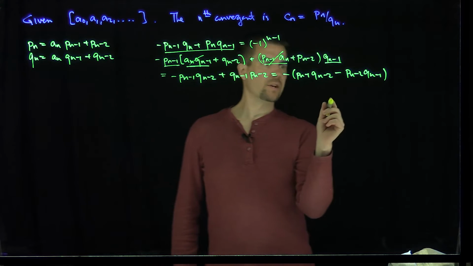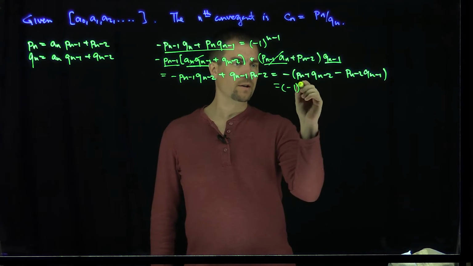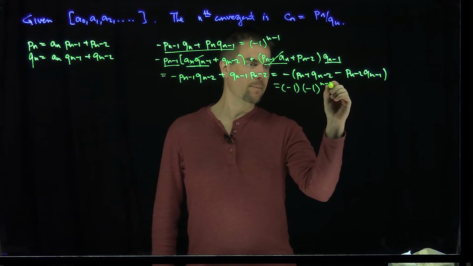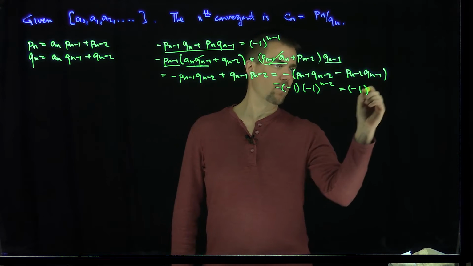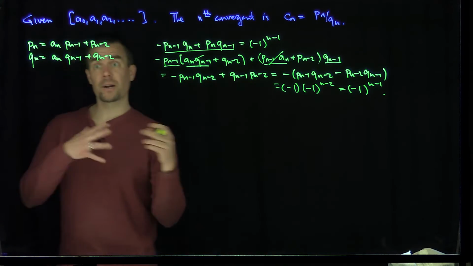So therefore, what can we say? If I do this n minus 2 more times, then I'll have a negative 1 from this term, and then I can do negative 1 n minus 2 more times. And so that gives me negative 1 to the n minus 1. That's our first result. This will come in handy when we do the monotonicity result.